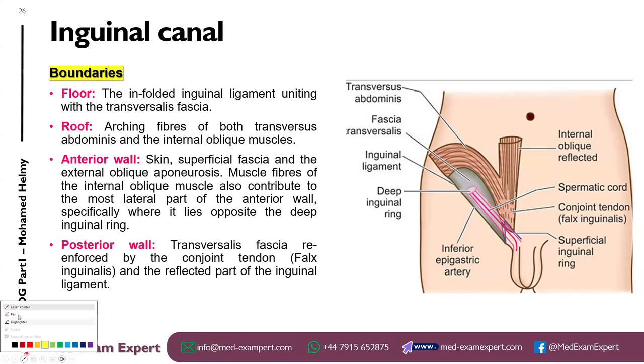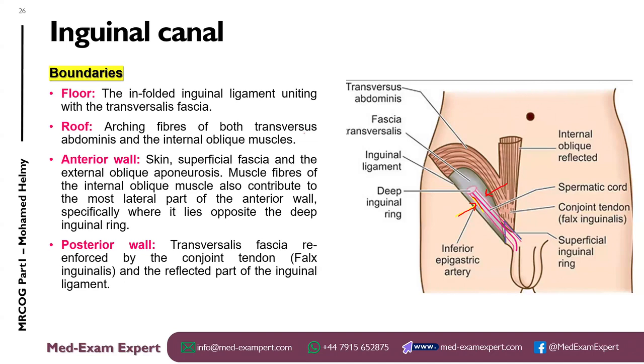So this is the floor of the canal here, which is the inguinal ligament, and this is the roof of the canal, which is the arching fibers of the internal oblique and transversus abdominis muscle.